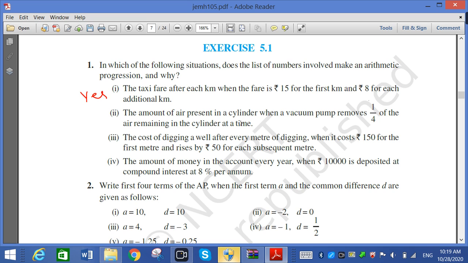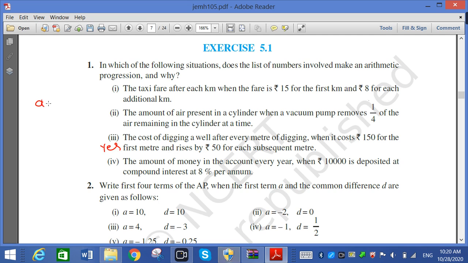Now the amount of air present in a cylinder when a vacuum pump removes 1/4 of the air remaining in each stroke. So if every time I remove 1/4 of the air remaining, it will be reduced, not by an equal amount each time. The cost of digging a well: 150 for the first meter and rising by 50 for each subsequent meter. Again we can say yes.